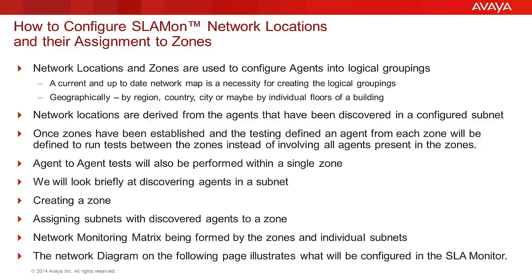We will perform an agent discovery, create a new zone, and establish a couple of network location assignments to zones. Finally, we'll take a look at the matrix being formed under the Network Monitoring tab based on the configured zones and the individual network locations. The network diagram on the following page will illustrate what we're going to be configuring in the SLA Monitor application.